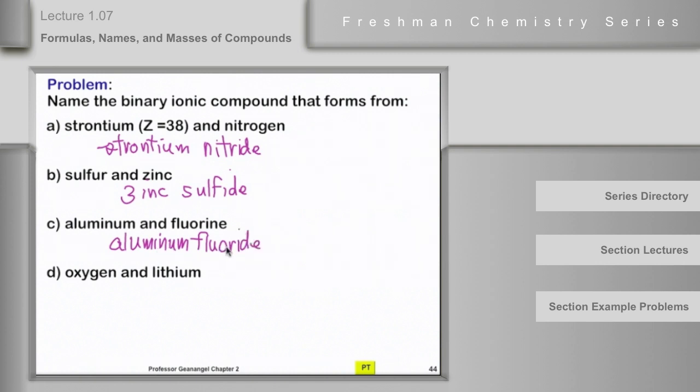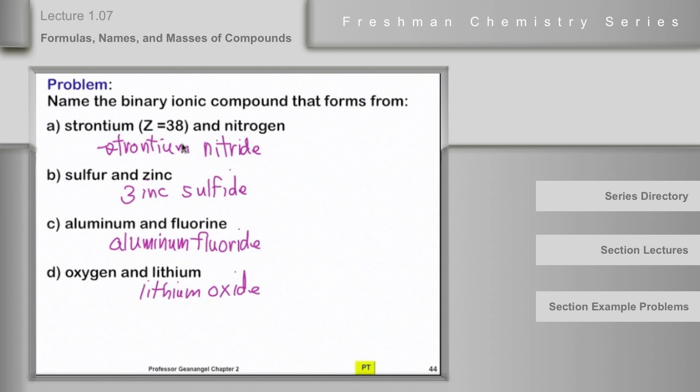Aluminum fluoride would be the name of the ionic compound between aluminum and fluorine. What about oxygen? Metal or nonmetal? It's nonmetal, isn't it? So lithium is the metal, and so we're going to do lithium, and then ox is the stem, IDE makes oxide, lithium oxide. So that's how we assign the names for binary ionic compounds. Does anyone have a question?